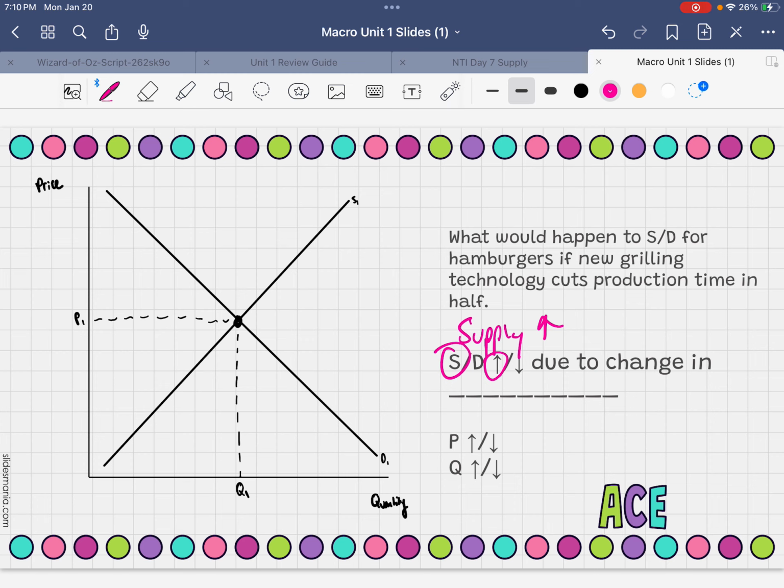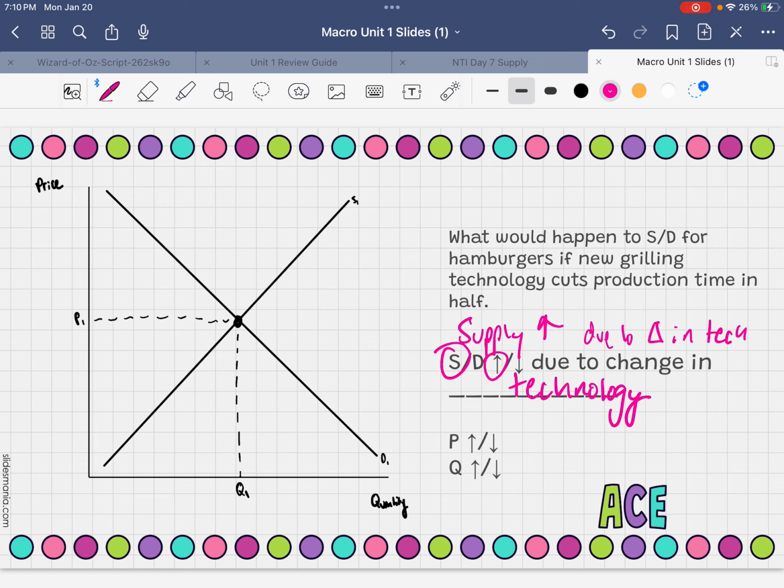Technology cuts production time in half. Pretty simple. It literally says the word technology. So you would say due to change in technology. I'm going to be lazy and write tech. If you were doing like a fill in the blank in class, you would write due to change in technology. The reason I give you fill in the blank is I want you to get used to answering like that, but there's no fill in the blank on the AP test. So sometimes I'm going to make you write it out.